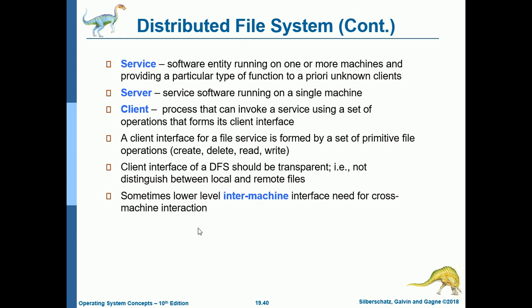And then the client interface of a DFS should be transparent, which means it does not distinguish between local and remote files. For example, the user does not need to know if this file is located in a server in Japan and the other is located in a server in Korea, as long as the client can access those files efficiently. And sometimes a lower level inter-machine interface is needed for cross-machine interaction.